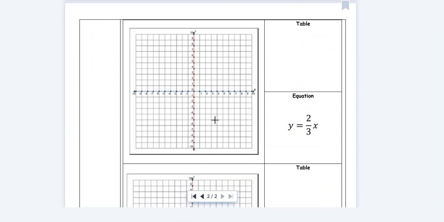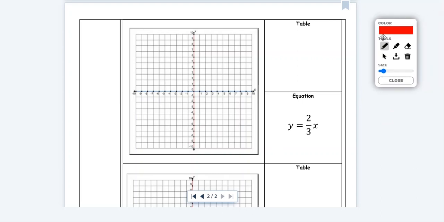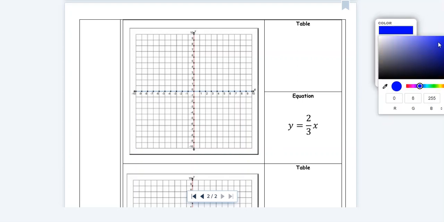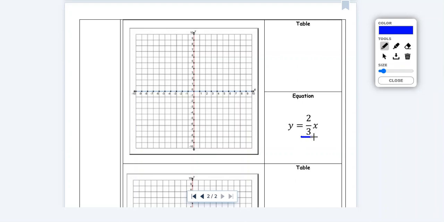Let's try another one together. See what happens when we have a fraction. Our slope is 2/3, which is kind of tough because it means that we're going to be multiplying by a fraction. Okay, slope is 2/3. Always identify your slope first. So that tells us what we're multiplying.